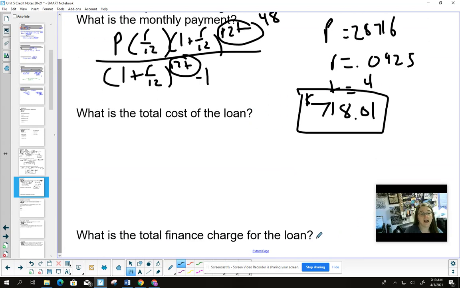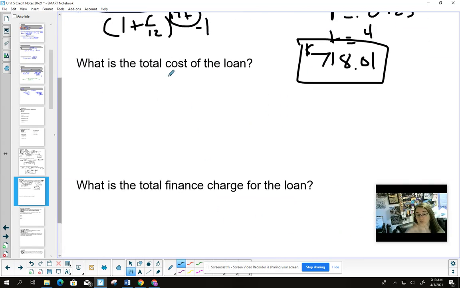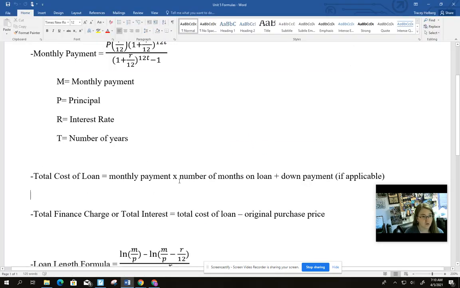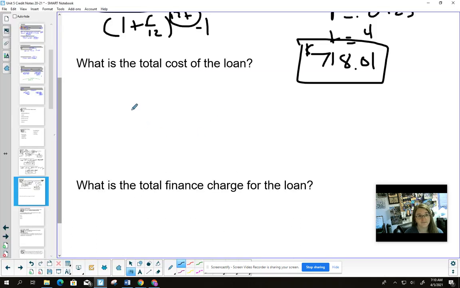So I want you to go from here. Now that you have the correct monthly payment, or if you didn't have it, now you can see it. Go ahead and find the total cost. What's all of the money you've given them over the 4 years, and then find the total finance charge. Once again, that's these two formulas on the formula sheet. Go ahead and try it.